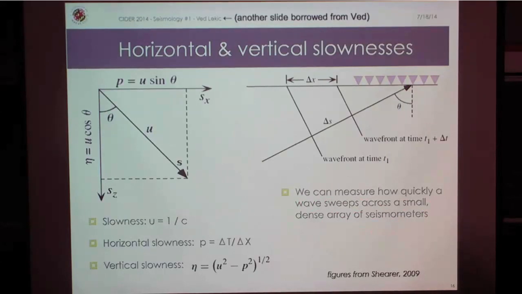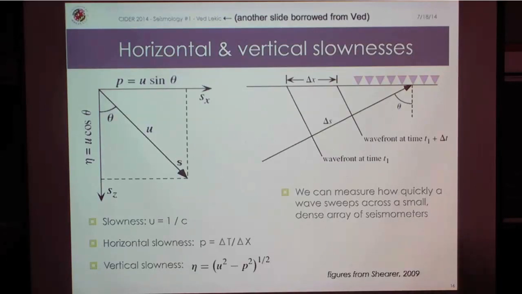This is yet another slide hijacked from VED. This is from 2 years ago. You can actually look at slowness across a global array of seismometers too. And one thing that's useful is that waves which are coming from different depths in the Earth will be coming up at different angles and will have different characteristic slownesses.